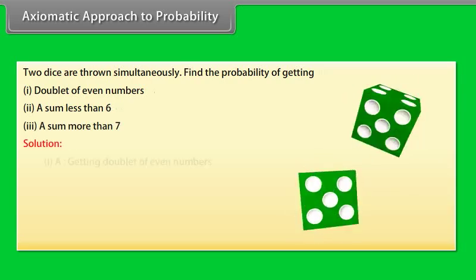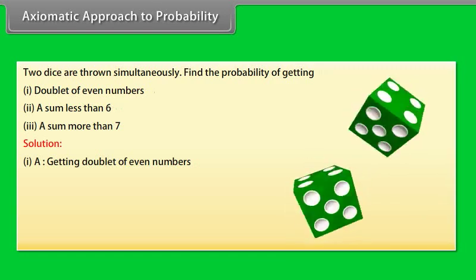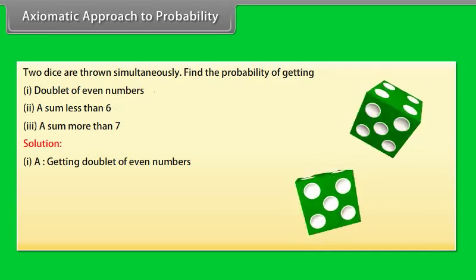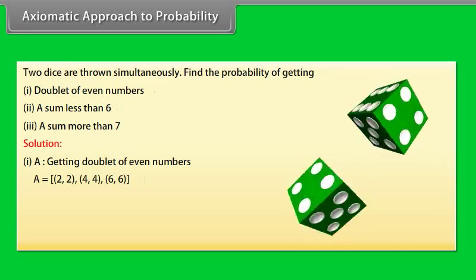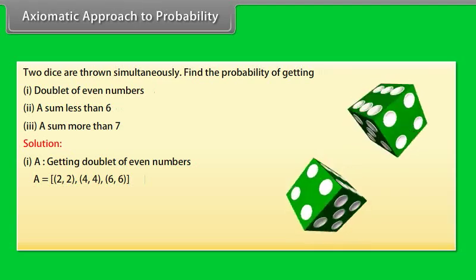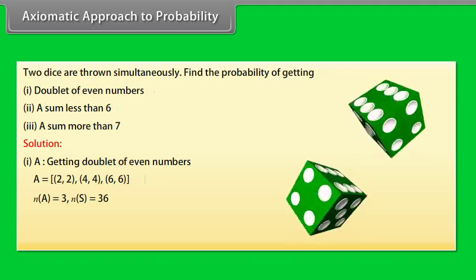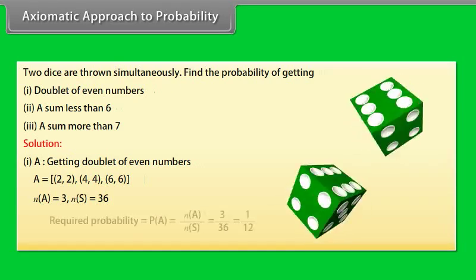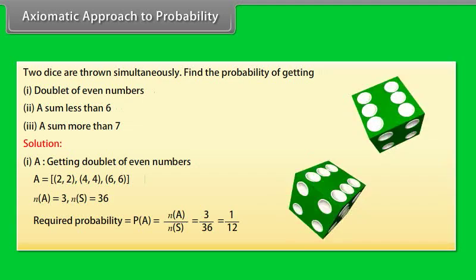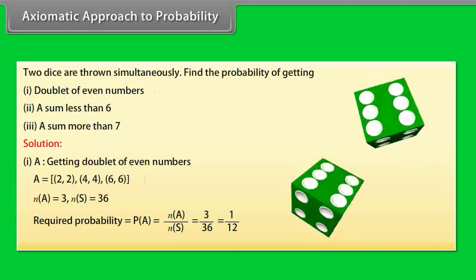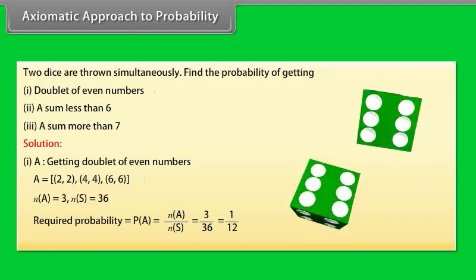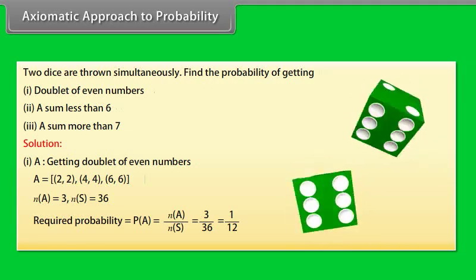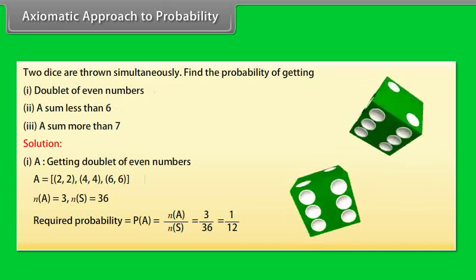Solution. 1. A: getting doublets of even numbers. A is equal to {(2,2), (4,4), (6,6)}. n(A) is equal to 3. n(S) is equal to 36. Required probability is P(A) is equal to n(A) divided by n(S) is equal to 3 by 36 is equal to 1 by 12.